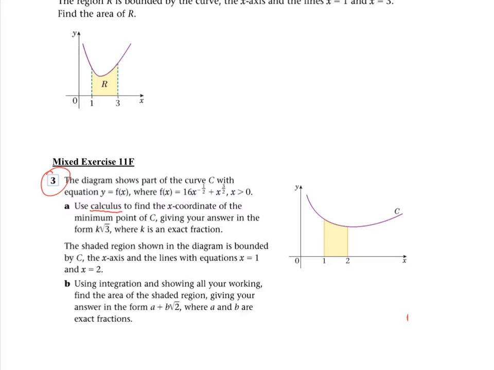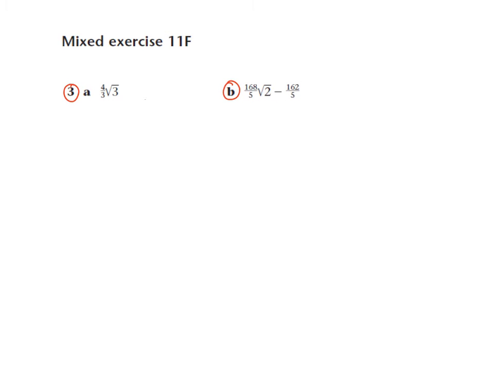And then from there, we'll go on to areas below the x-axis. So the solutions for these two questions: question 3 is 6 units, and for the mixed exercise for A and B, you've got the two solutions there.